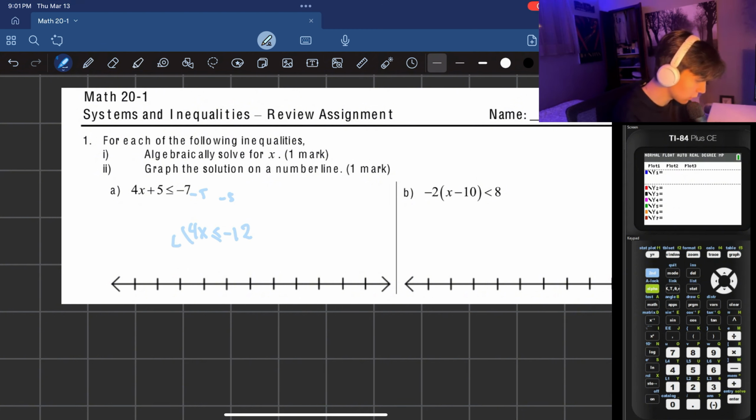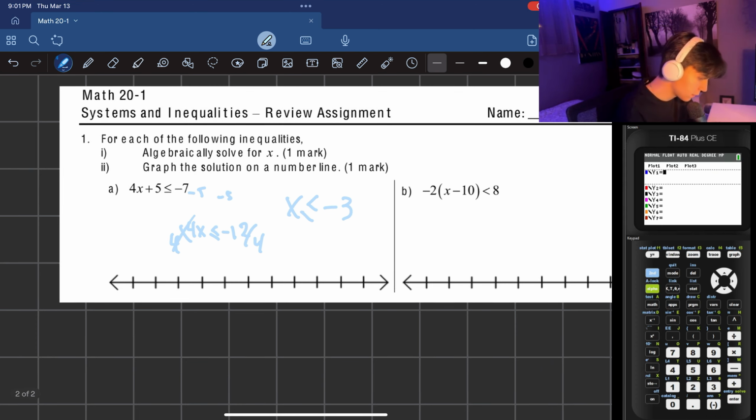And you're going to divide both sides by 4. Since we're not dividing by a negative, we can keep our sign the same. So now we get x is less than negative 12 over 4, which is just going to give us negative 3. So x is less than or equal to negative 3.